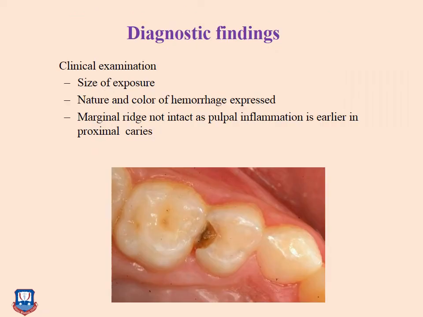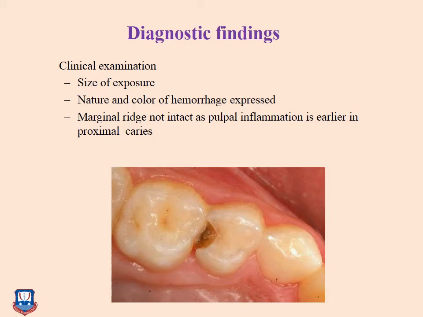So what are the diagnostic findings for pulpotomy? In the clinical examination, we see the size of the exposure, the nature and color of the hemorrhage expressed, and whether the marginal ridge is intact, as pulpal inflammation is earlier in proximal caries. First is the size of exposure. We check for the size of exposure. If the size of exposure is small, then we go for the pulpotomy treatment.